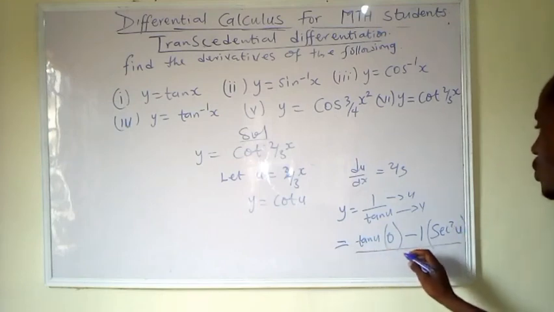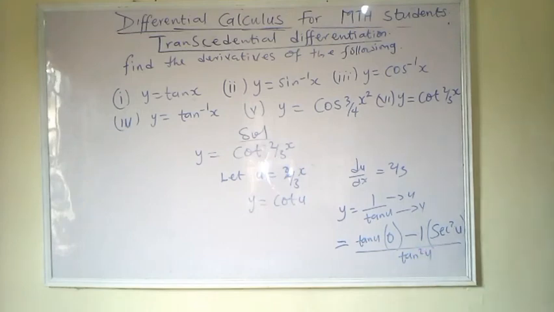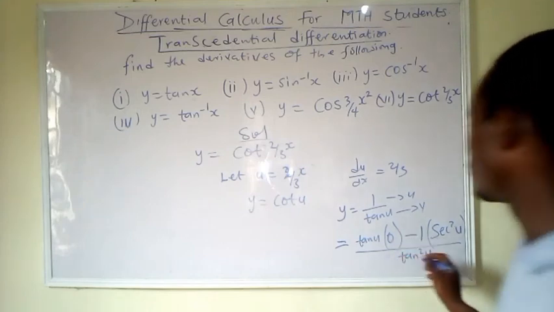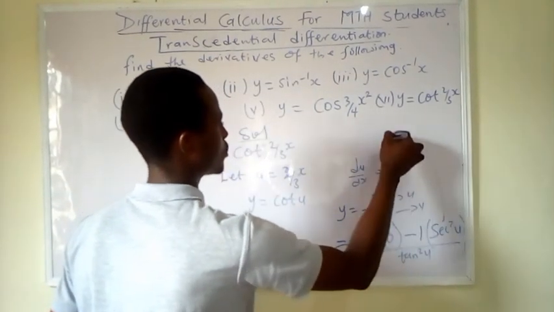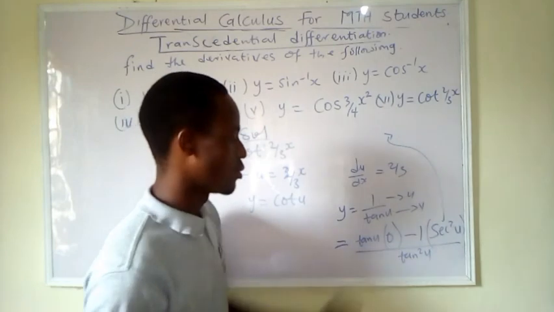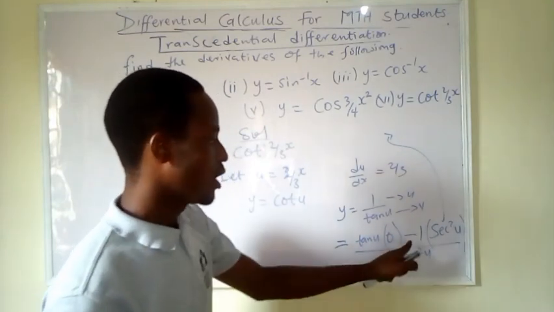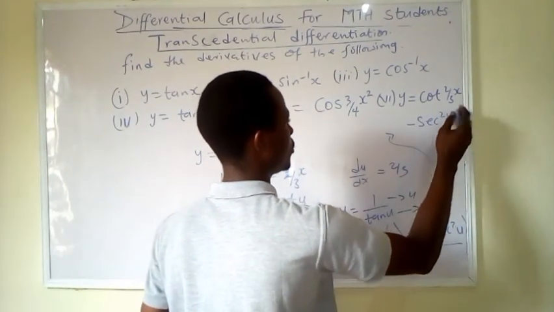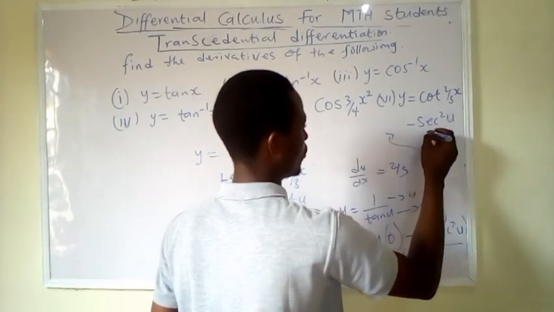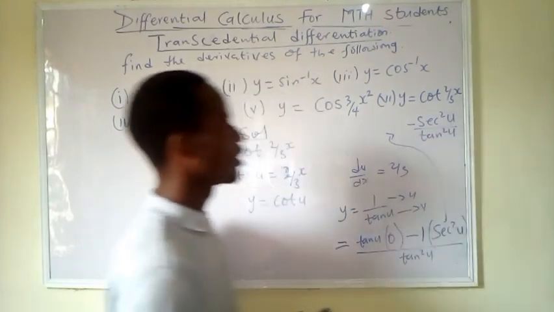And v squared is what? Tan squared of u. So which implies that the answer here is going to give us what? 0. Tan u multiplied by 0 will give us 0. Then that will be minus sec squared u all over the tan squared of u.